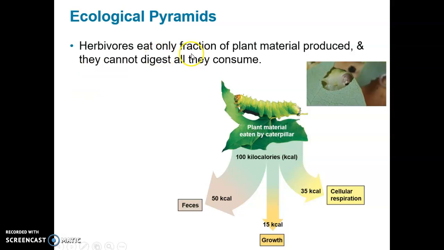So herbivores eat only a fraction of the plant material produced, and they cannot digest all of what they consume. Most of the plant material that's produced is not consumed by herbivores, and what they do ingest, what they do eat, is not all digested. Some of it's released as fecal material, poop. Some of it's lost as energy for cellular respiration in terms of heat. Some of it's used for movement, etc. And only some of it, a small percentage, is used as growth. Approximately only 10%.